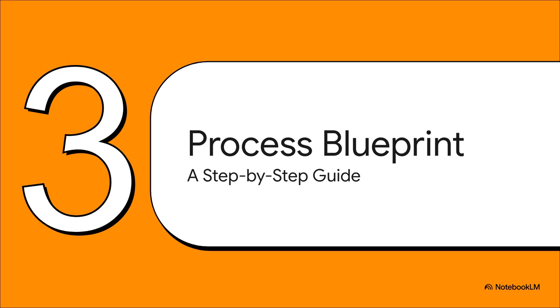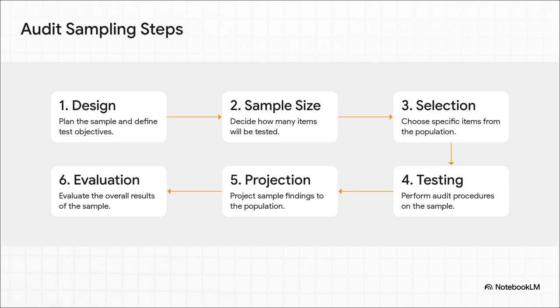This will show you the methodical, almost scientific, approach an auditor takes to make sure their spoonful is absolutely the right one. The whole thing flows through 6 really logical stages. You start with careful planning and design, then you move into the core work of picking the items and testing them, and it all wraps up with projecting those results to draw your final conclusion.